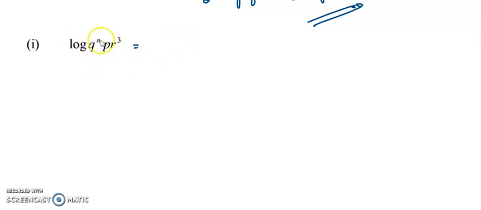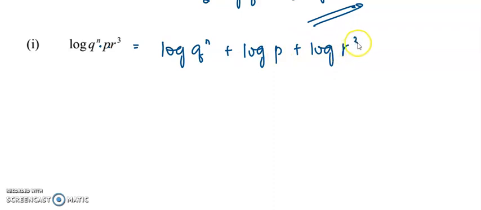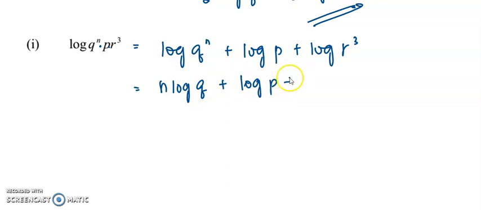Alright, for this question I see that q power of n multiplied by p multiplied by r power of 3. So all are multiplied, meaning that when we split them we need to use the operation addition. And then the power we can move to the front by using the third law of logarithm. The same for the power of 3, it will become the coefficient 3 in 3 log r, just like that.